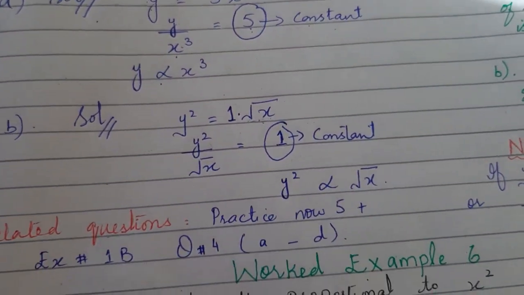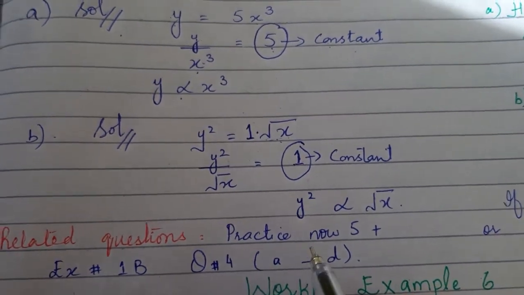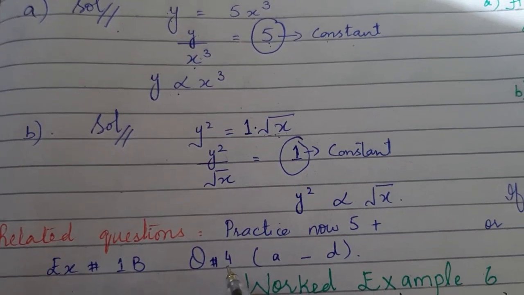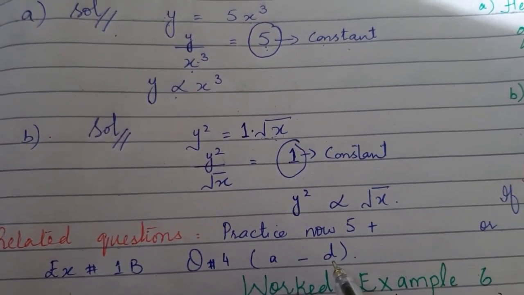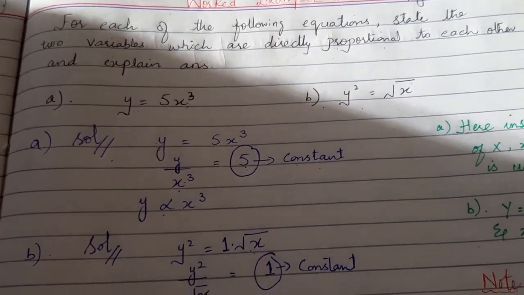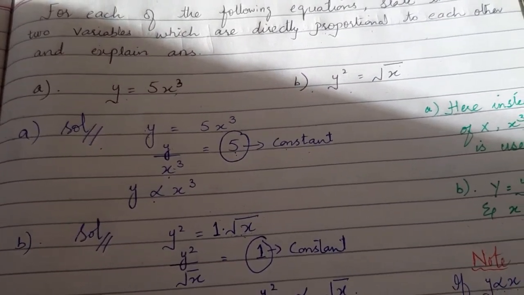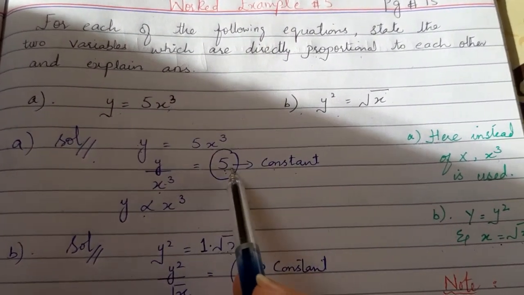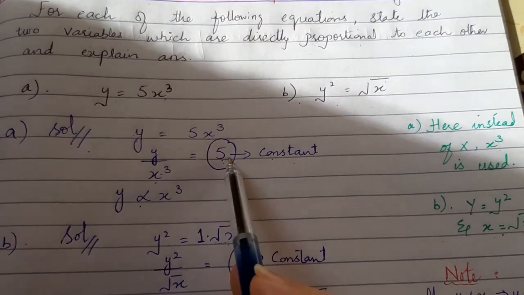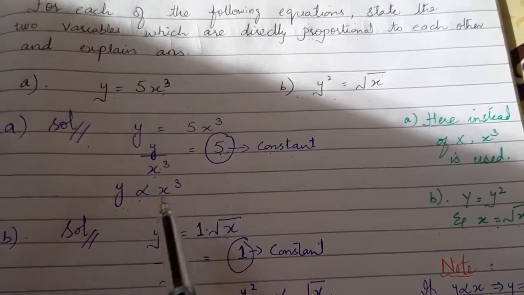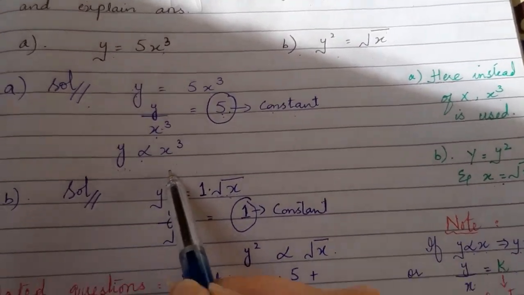Now, the related questions are practice now number 5 plus exercise number 1b, question number 4, A to D parts. If you want to state the two variables which are directly proportional, what you are going to do is divide both variables and check if their answer is equal to a constant. Then it means that the two variables are directly proportional to each other.